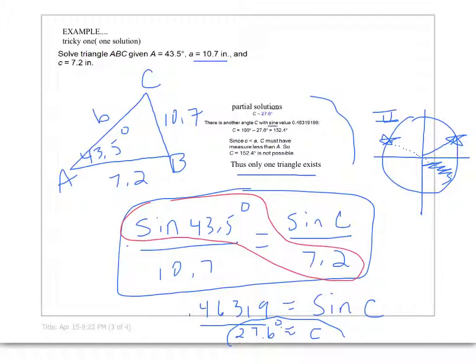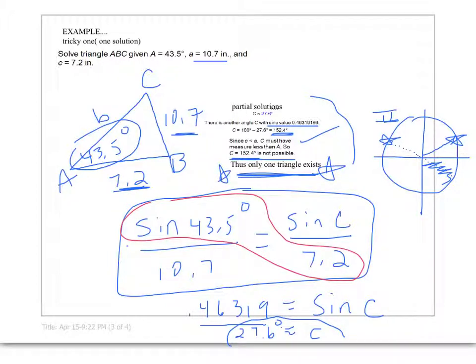Since another angle C with sine value of that exists, namely 152.4, you say, how come 152.4 is not one of the solutions? But now look at the givens. 152.4 is a higher measure than angle A. And, basically, since little c is less than little a, less than 10.7, then the angle C must measure less than angle A. So therefore 152.4 is not a possibility. So one such triangle exists.